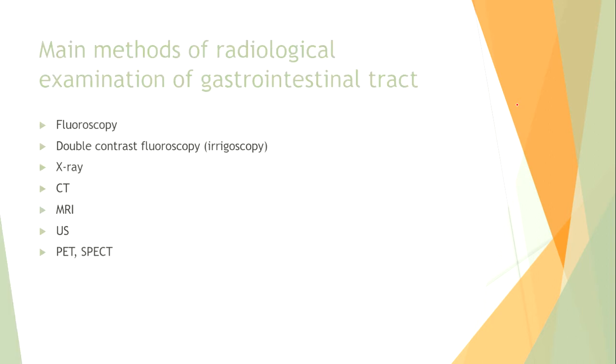Main methods of radiological examination of the gastrointestinal tract. First of all, it's of course X-ray, but we can add some barium per os, and we can see the fluoroscopy. Or we can give the patient a barium enema and then add some air to the bowels of the patient, and we have double contrast fluoroscopy or irrigoscopy. We have CT scan, MRI, ultrasound, PET and SPECT scan.